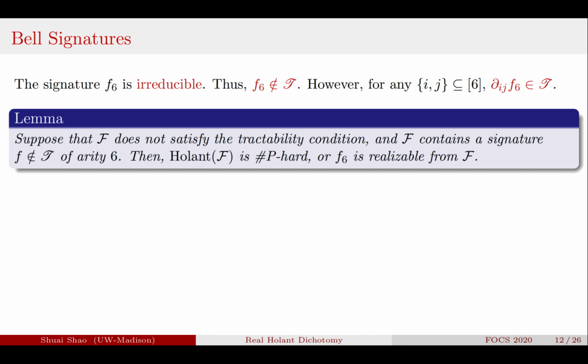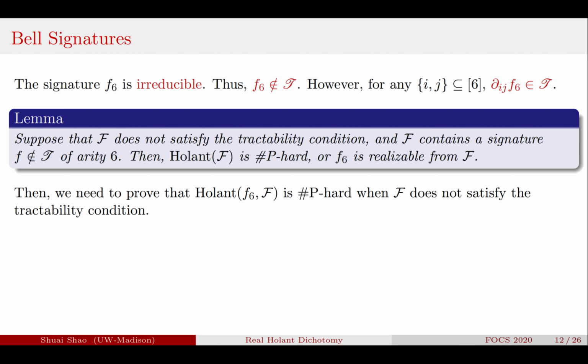And actually, we can prove that. Suppose that the signature set script F does not satisfy the tractable condition, and it contains a signature of arity 6 that is not in T, then either the Holant problem is already #P-hard, or this special signature f sub 6 is realizable. So this f sub 6 is an obstacle that we have to deal with. Now we want to show that the Holant problem, parameterized by this special f sub 6 together with the original signature set script F, is #P-hard when the signature set F does not satisfy the tractability condition.